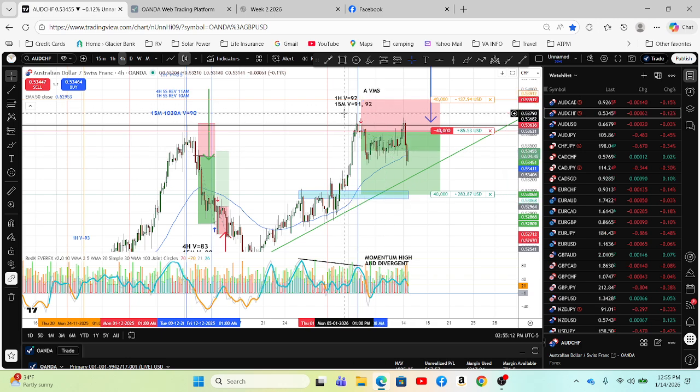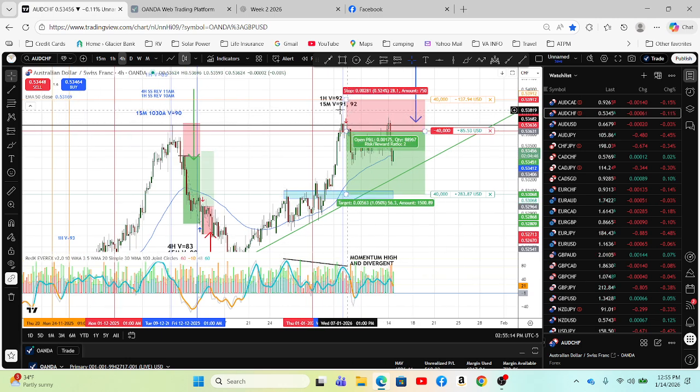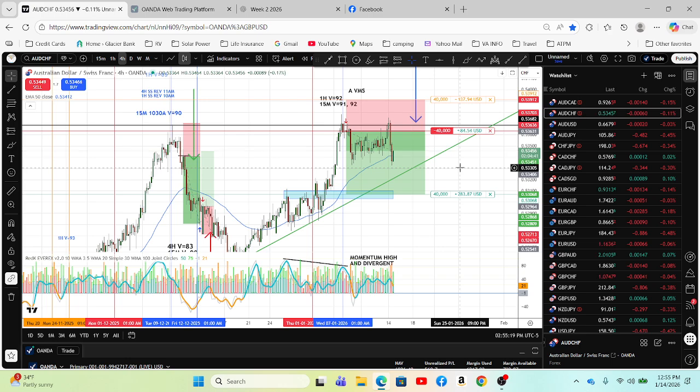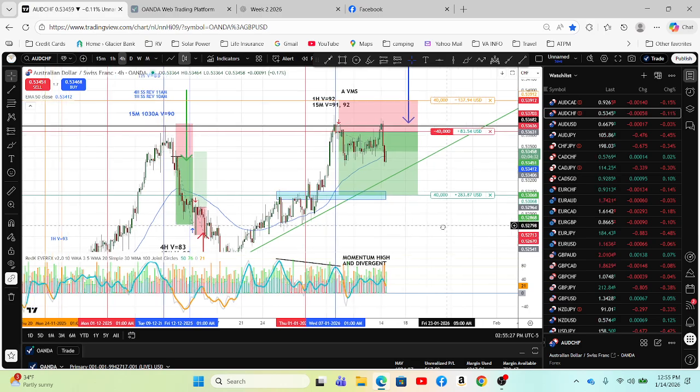Volume, the 1 hour was at 92. 15-minute, I had one at 91 and one at 92. So it's volume, momentum, and structure. Here's structure right here. There's volume, and there's momentum. Okay, those are the only three things that I use.